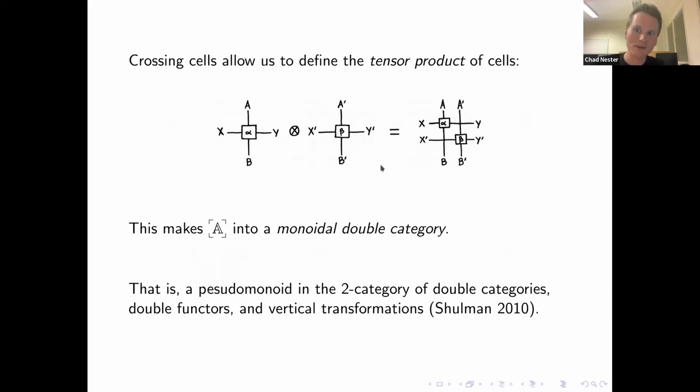And we do it like this. We take alpha and beta, we put alpha in the top left, beta in the bottom right, and cross all the wires over each other. And this tensor product of cells makes the free cornering of A into what's called a monoidal double category. So this is a notion due to Mike Schulman, I think. And a monoidal double category is a pseudo-monoid in the 2-category of double categories, strict double functors, and vertical transformations. Yeah, so that's cool. We have a monoidal double category.